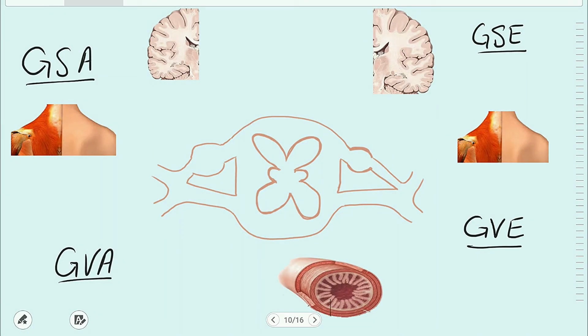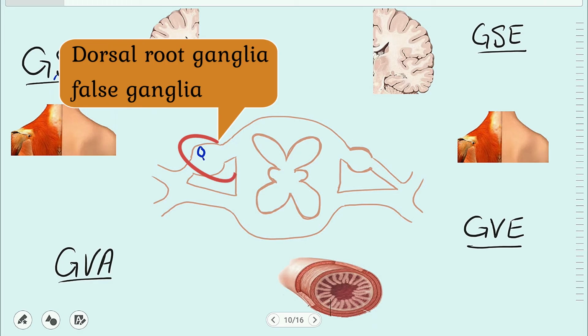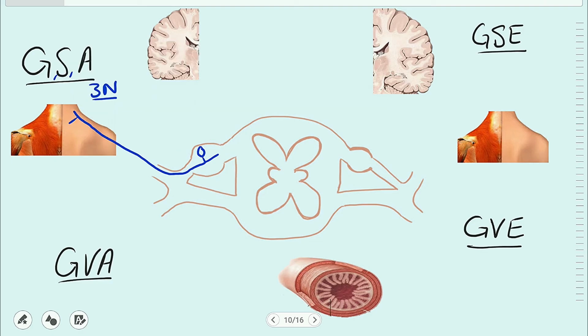Now I will show you how the neurons of the different components start from their origin and reach the destination. First of all, the general somatic afferent component. This component consists of three neurons: first order, second order, and third order neuron. The cell body of the first order neuron is present in the dorsal root, and its name is dorsal root ganglia. This neuron has a peripheral process which carries information from a receptor in the skin, that is the exteroceptor, and this neuron has a central process that will move to the central nervous system, the spinal cord dorsal horn, that is the sensory horn.